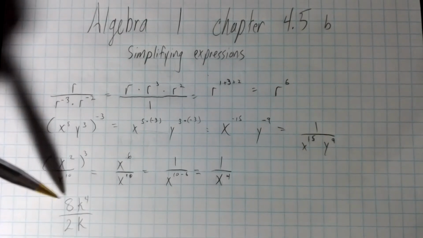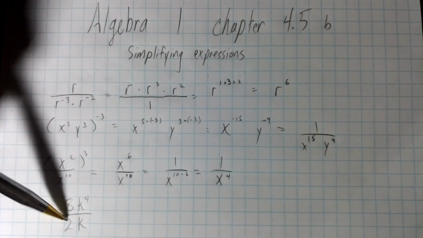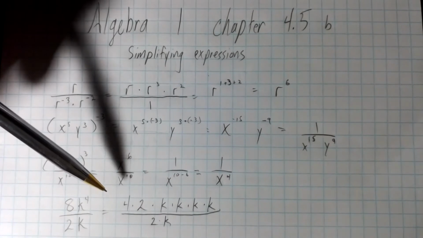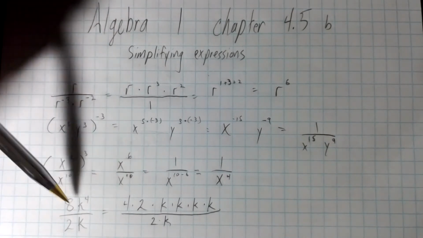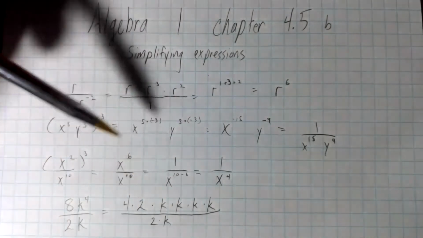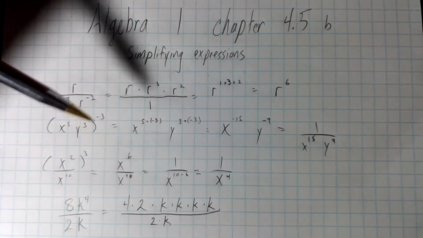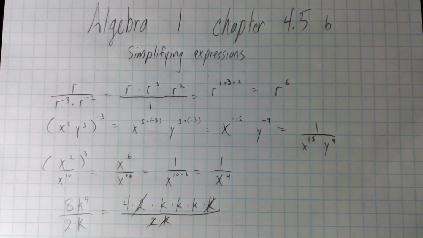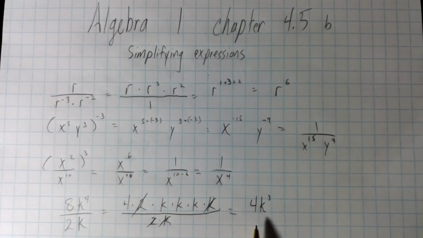And here I have 8k to the 4th divided by 2k. And just writing it all out, I'm going to break my 8 up so I can cancel a 2. And then I get 4k's and then 2k on the bottom. Do my canceling. And I end up with 4k to the 3rd.